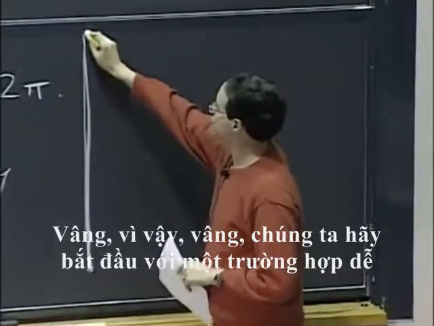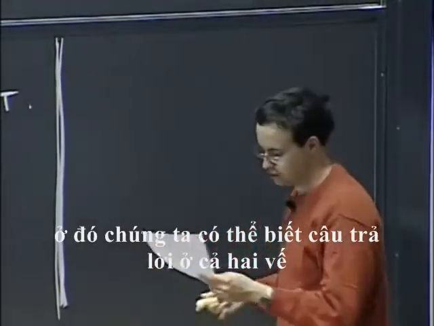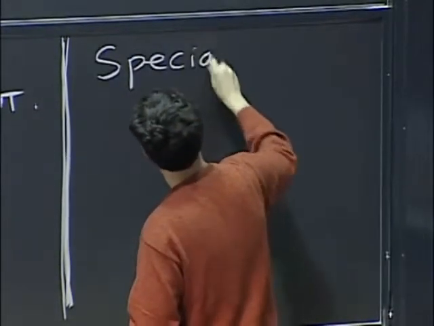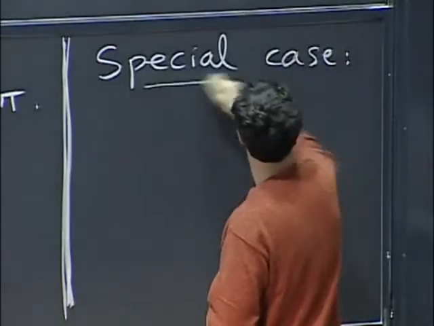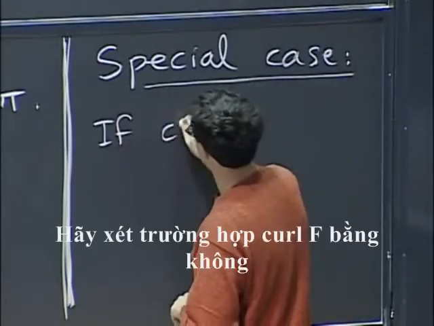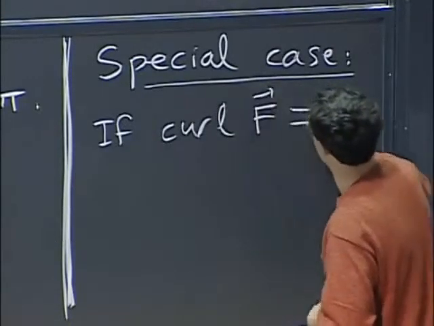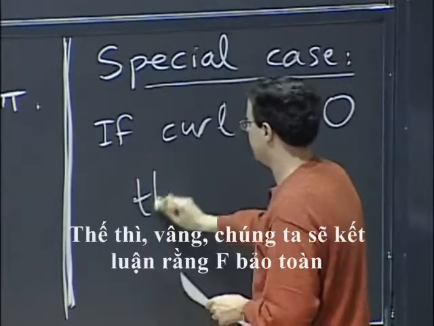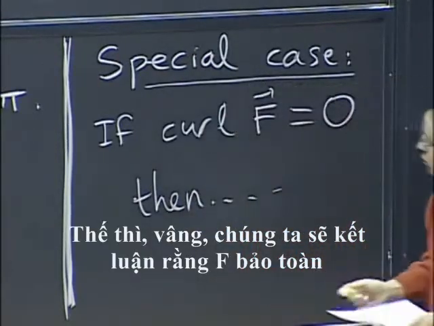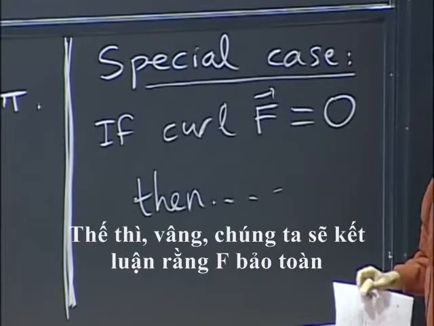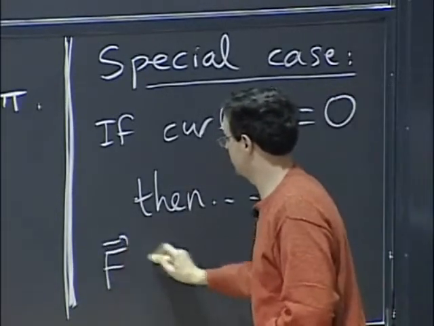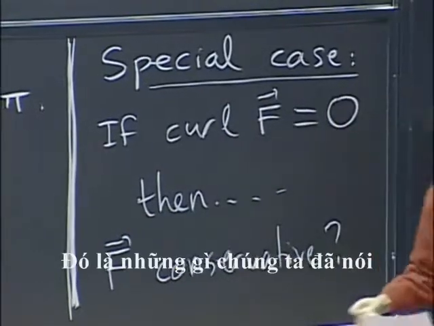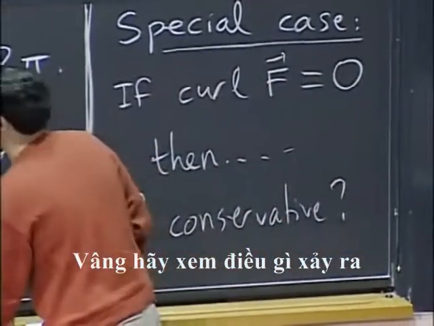Well, let's start with an easy case where we should be able to know the answer to both sides. So let's look at a special case. Let's look at the case where curl F is 0. Then we'd like to conclude that F is conservative. That's what we've said. Well, let's see what happens.